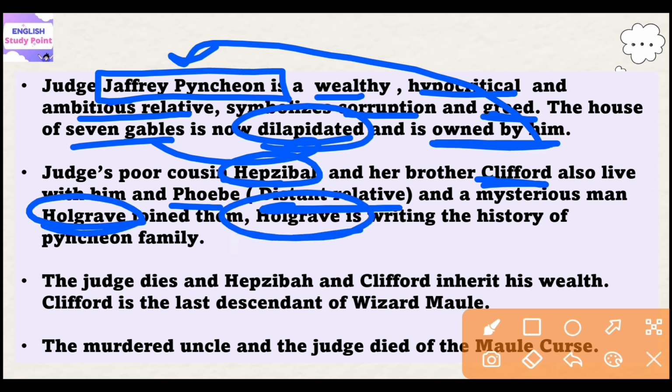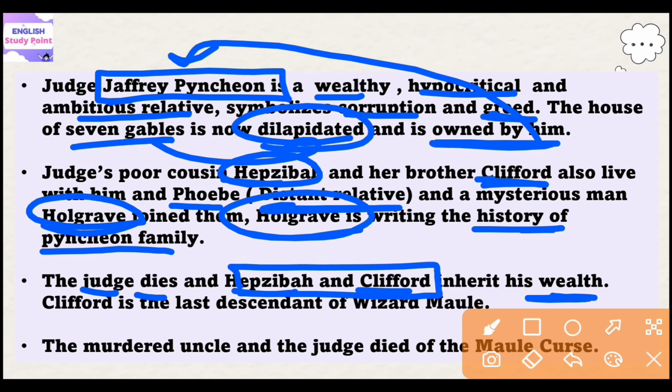This man is taking note of, he is observing events that are happening in this mansion and telling them to the readers. So he is writing the history of the Pynchon family. Then this judge, Jaffrey Pynchon, as time passes, dies, and Hepzibah and Clifford inherit his wealth. Now these two people became owners of this mansion, and at last Clifford is the last descendant of Wizard Maule. The murdered uncle and the judge died of the Maule curse.